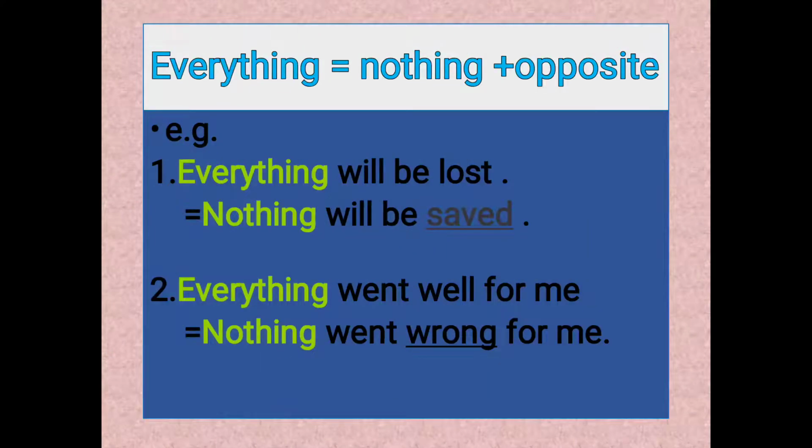Everything becomes nothing, along with an opposite word that we have to use. Everything will be lost. Nothing will be saved. So here the opposite words are lost and saved. Everything went well for me. Nothing went wrong for me. Again, well and wrong: these opposite words are used along with nothing and everything.